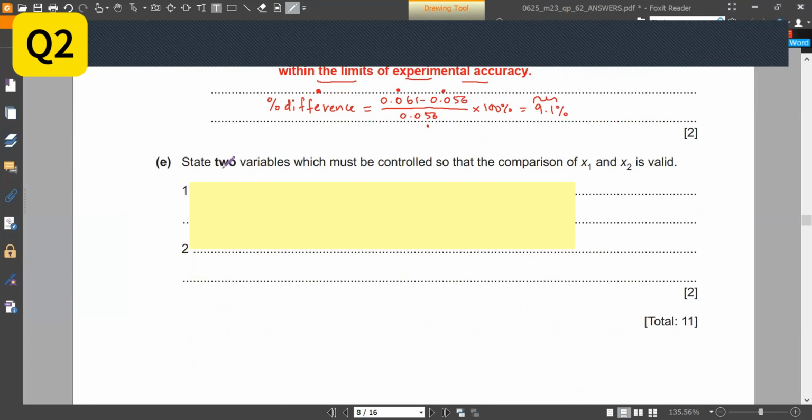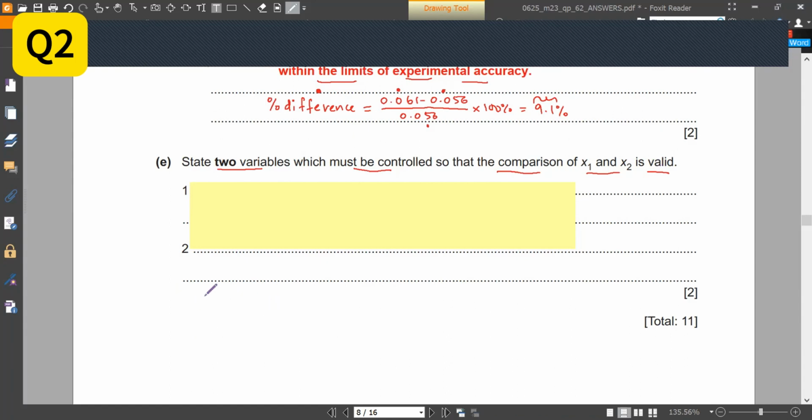Next question. State two variables which must be controlled so that the comparison of x1 and x2 is valid. So we know that for each experiment that we do, we only change one parameter at a time. We only change one variable at a time. So we are not changing 2 or 3 variables so that we can compare the experiments fairly.